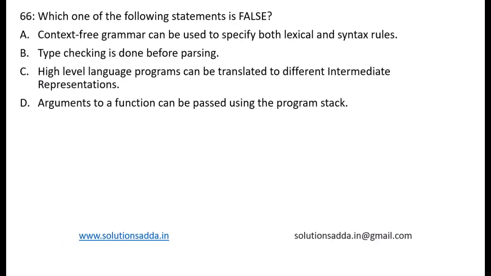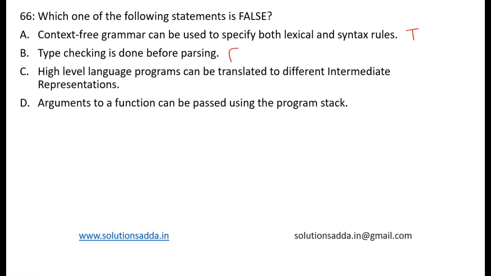This is a question from compiler design. Which one of the following statements is false? Context-free grammar can be used to specify both lexical and syntax rules. Yes, we can use context-free grammar to represent both. So this is true. Type checking is done before parsing.